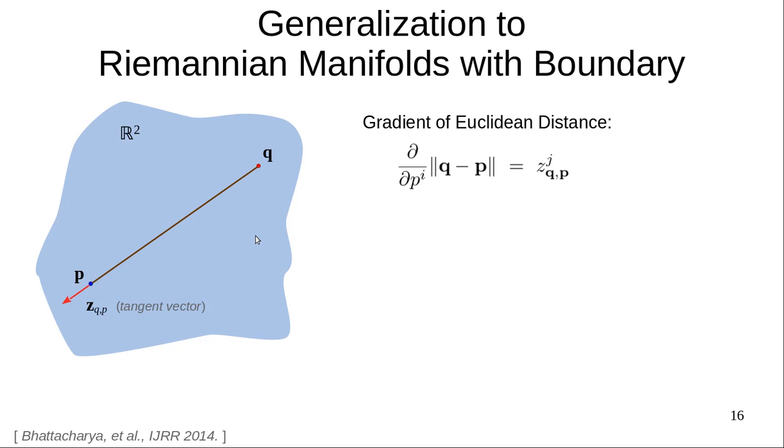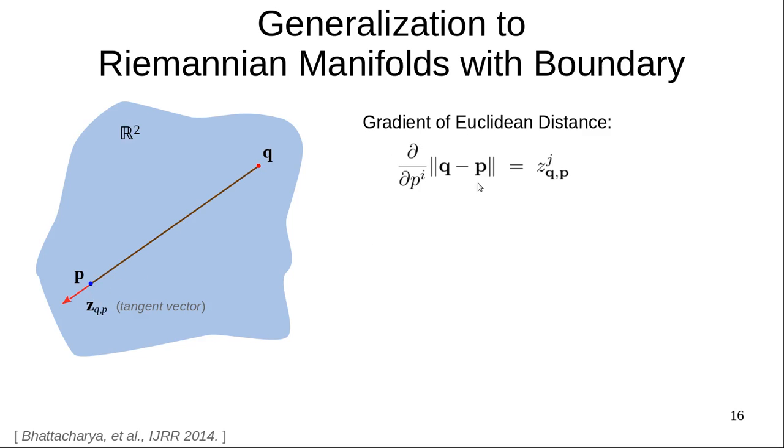So the key to generalize these algorithms, both of the control algorithms that I described were for subsets of Euclidean domains, right? Now the key to generalize this to Riemannian manifolds is to make this observation: in a Euclidean domain, say we fix the point Q, and we are computing the gradient of the Euclidean distance with respect to the point P. So this is the partial derivative of the Euclidean distance with respect to the ith coordinate of the point P, and that is the same as the tangent to this line segment.